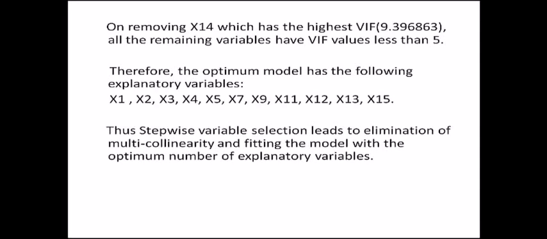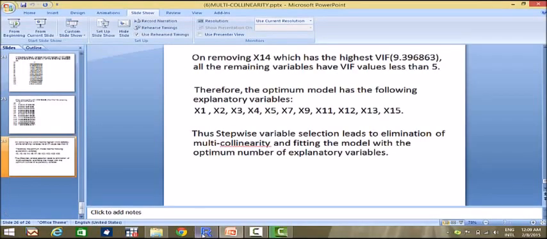This procedure is known as step-by-step variable selection that leads to the elimination of multicollinearity and helps in the fitting of the optimum number of explanatory variables. Now, let's come back to R, where we are going to run these codes and see how it happens in R.